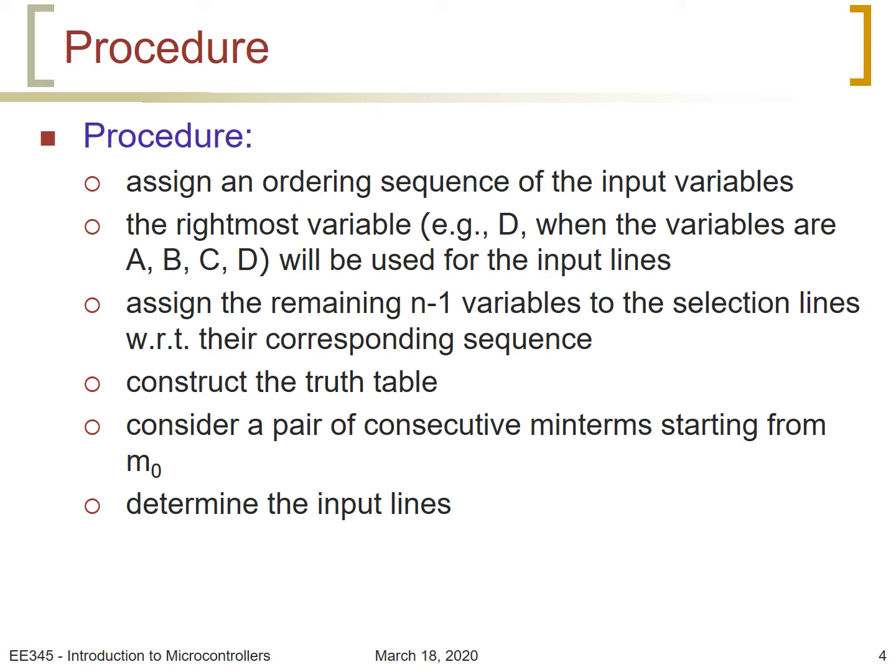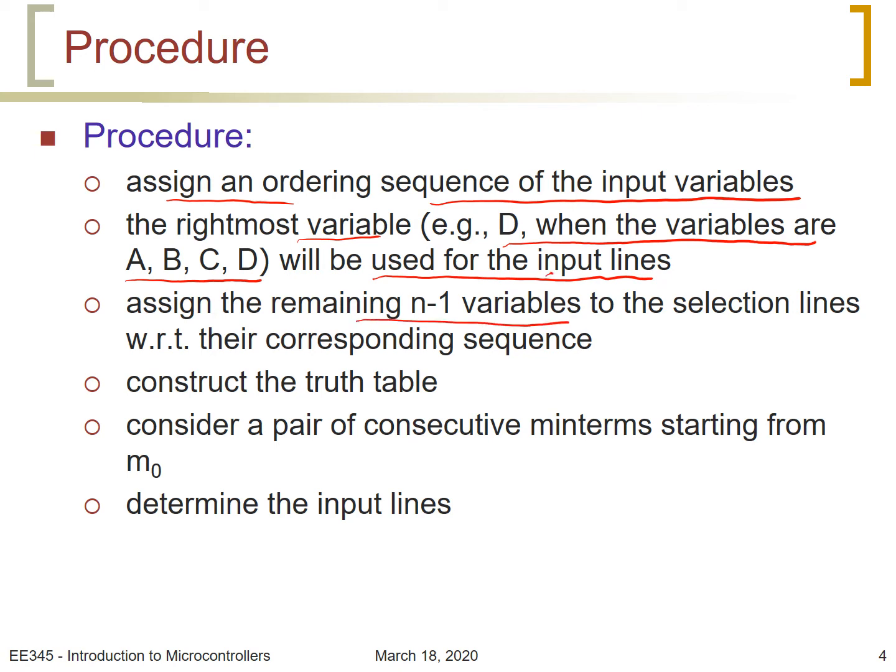We proceed as follows. First, we assign an ordering sequence of the input variables, and this we have stressed many times. The rightmost variable will be used for the input lines. As an example, if the function has 4 input variables, A, B, C, and D, D will be the least significant, and it will be used for the input lines. We assign the remaining n-1 variables, which in this case will be A, B, and C, to the selection lines with respect to their corresponding sequence. So A will be the most significant, C will be the least significant.